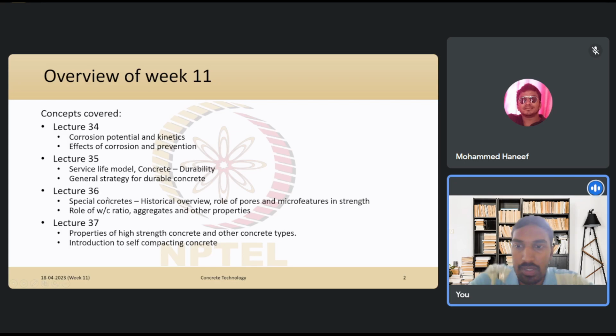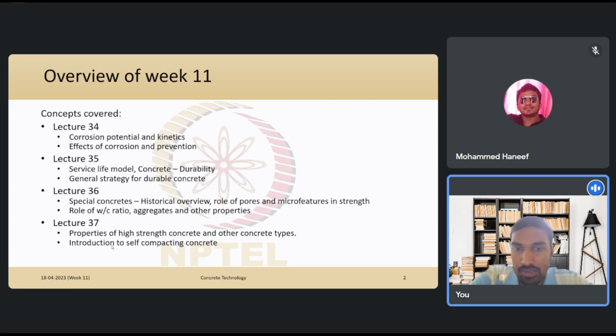And in lecture 36, we moved into the special concretes, moving away from OPC and other things. Special concrete means concrete designed for a specific application. One particular type is high strength concrete. We looked at some historical perspectives and the role of porosity, pores, and other micro features that determine the strength of the concrete, and other factors like water to cement ratio, the aggregate, and properties of other materials, and their role in developing high strength concrete.